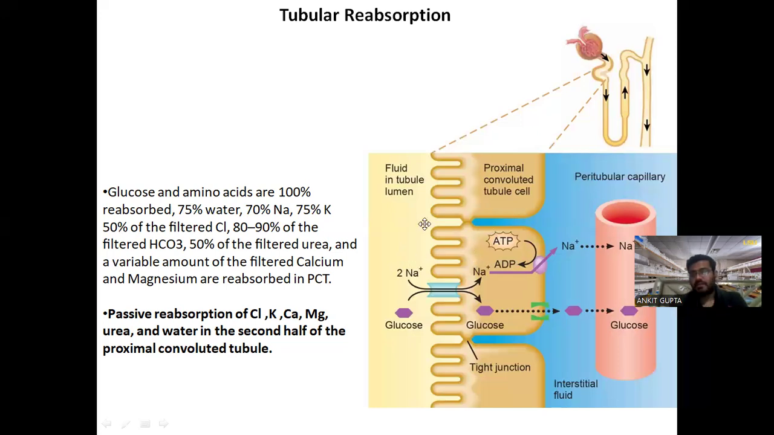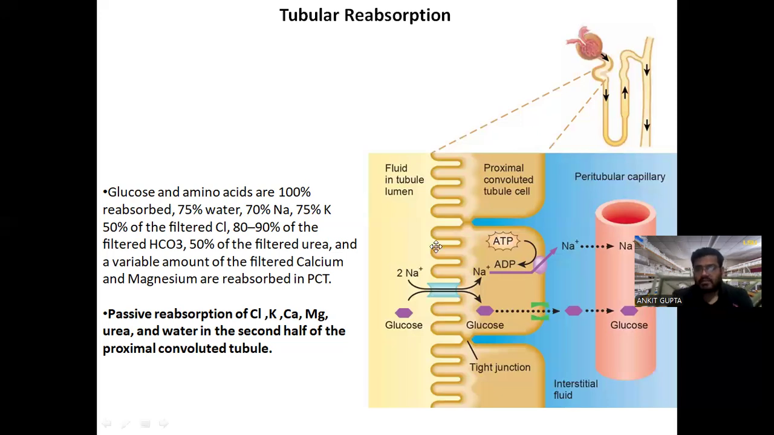We have seen this example as an active transport. Other ions are also there which are passively reabsorbed. Those are chloride, calcium, magnesium, potassium, urea, and water. The water is passively reabsorbed. Whenever the absorption of solute is taking place, the water becomes obliged to follow the solute, because water always moves from higher concentration to lower concentration, and wherever the maximum solute concentration is, the concentration of water is lower on that side.